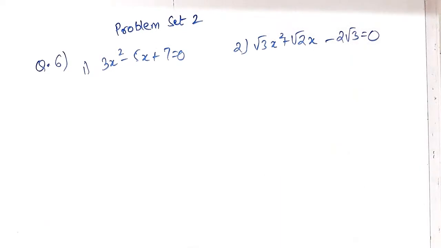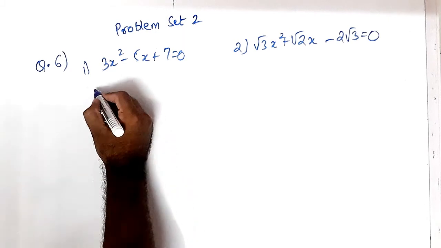Coming to question number 6, sum number 1, we have to find the nature of the roots. You know, when b square minus 4ac is less than 0, we call the roots not real. When it is equal to 0, we call the roots real and equal. When b square minus 4ac is more than 0, a positive number, then we call the roots real and unequal. So let us do this.